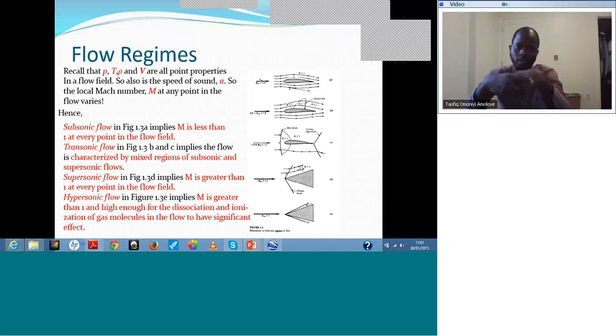There is usually not a clear boundary with which you can determine when you have a hypersonic flow. Most people might say that when the local Mach number or the free stream Mach number is greater than 5, then you have hypersonic flow. But really, this depends on some other physics of the flow and the body geometry. So the correct description of a hypersonic flow is a supersonic flow in which the free stream Mach number is high enough for dissociation and ionization of the gas molecules in the flow to have significant effects in the flow field.